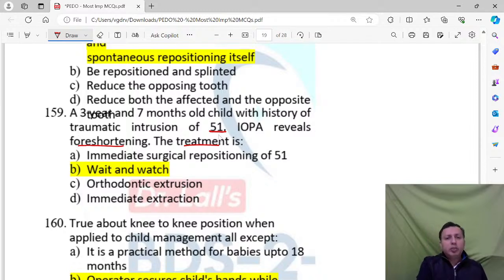If the image appears shortened compared to the contralateral tooth, that means the tooth is displaced labially. Here they are saying that the image is foreshortened. That means the tooth is displaced labially. So in this case, the tooth will re-erupt on its own. So we just wait and watch.